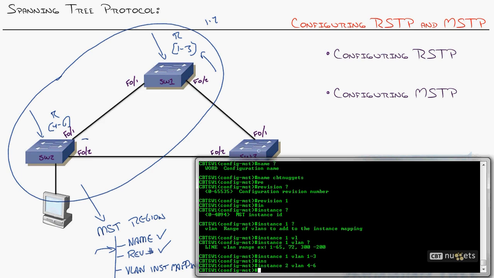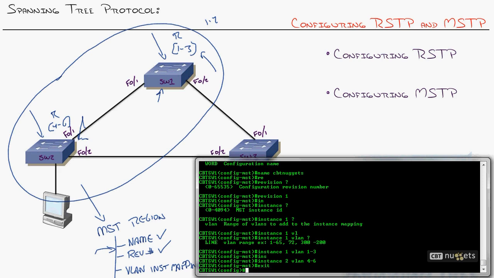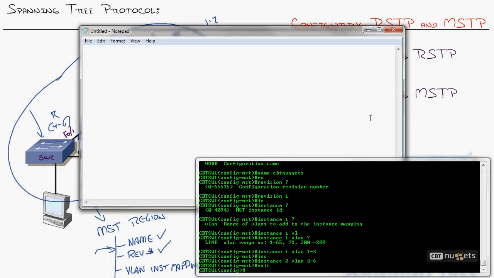So even though this switch 1 is not going to be the root bridge of those, it still needs to know about that instance because it will participate in this little communication with switch 2. So all the switches that are part of the same MST region will need to have those same configuration. And by the way, this is where Notepad will be your friend. Let me bring up Notepad. Matter of fact, just so you don't have to watch me type it all in, let me just paste that same exact configuration into switch 2.